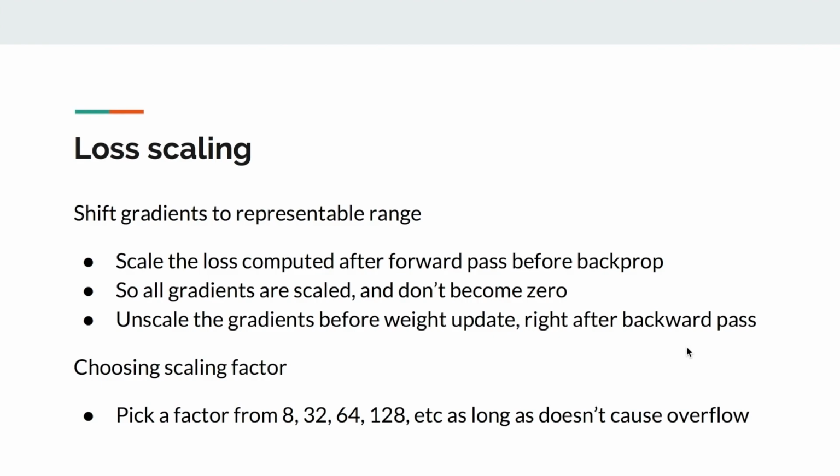How do you choose this scaling factor? We usually pick a constant factor like 32, 64, 128, and so on, either empirically or by monitoring the gradients and ensuring that multiplying by this factor does not cause the gradients to overflow.